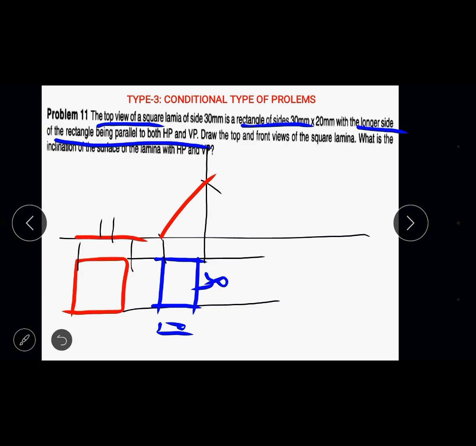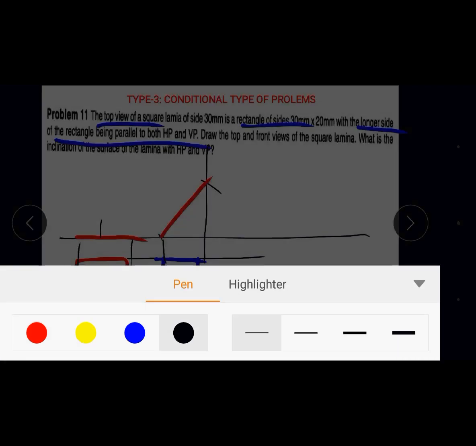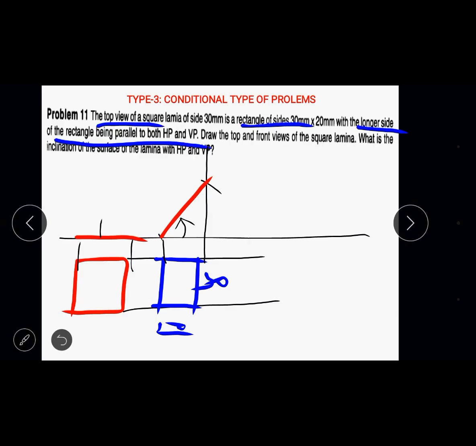Now if you measure the angle made by this front view of the lamina, the angle made by the front view of the lamina, that will give you the HP angle. This angle you have to find out.